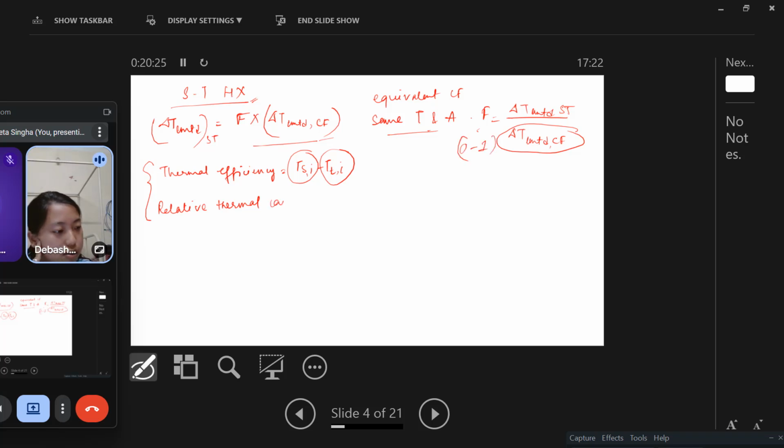Now this relative thermal capacity is equal to the shell side difference and the tube side difference. It may be cold, it may be hot. I mean, the shell side fluid may be cold, it may be hot, but the sign will take care of that. So this is just the difference. The numerator is the difference between the shell side temperatures, and the denominator is the difference between the tube side temperatures. And then we have this effectiveness NTU method.